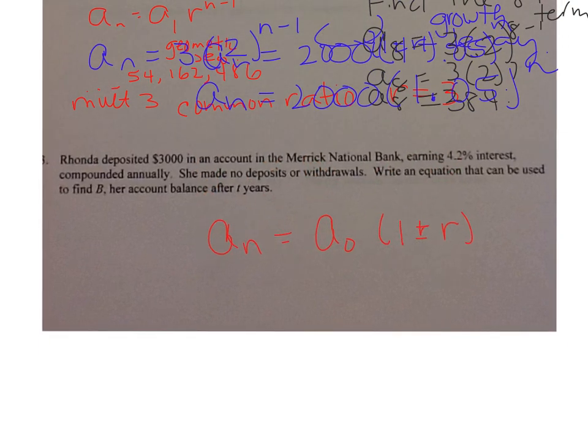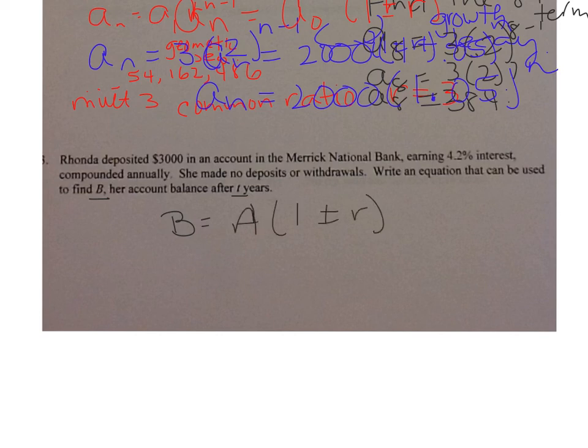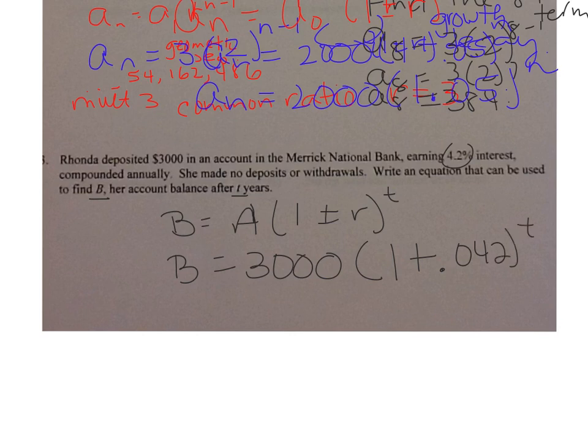Okay, and last one. Rhonda deposited $3,000 in an account in the Merrick National Bank, earning 4.2% interest compounded annually. She made no deposits or withdrawals. Write an equation that can be used to find B, her account balance after T years. So we're using B and T. So B equals your initial investment, A, times 1 plus or minus your rate raised to the T power. My initial investment is 3,000 times 1 plus, since it's growth, 4.2%, which is 0.042, raised to the T power. B equals 3,000 times 1.042 raised to the T power.